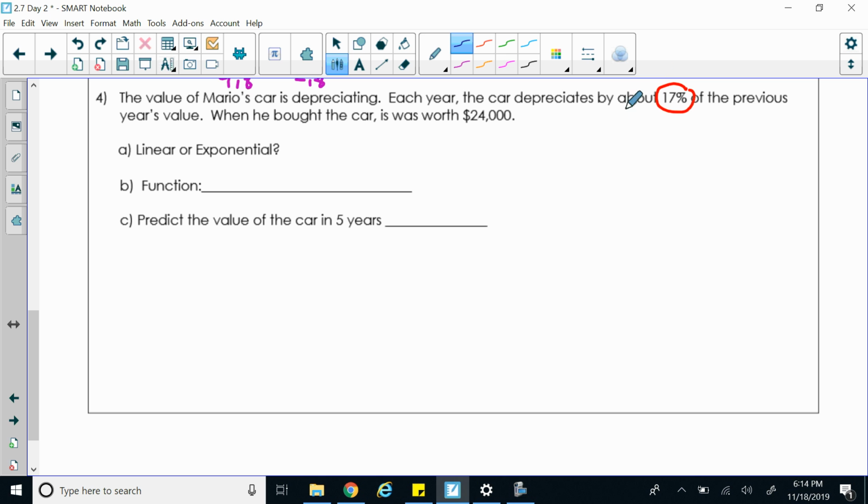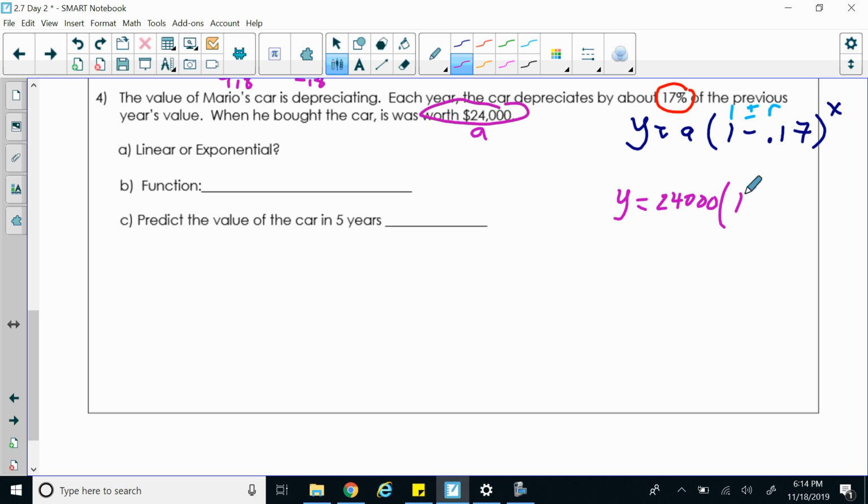Right away, I hear 17%, and I know I'm doing y equals a times 1 minus 0.17 raised to the x power. This is your percent. All right? So it's 1 plus or minus r. That's the exponential one we're going to do. When you bought the car was worth $2,400. That's your a value. So it's going to be y equals 2,400 times 1 minus 0.17 raised to the x power. So we know it's exponential. Our function is right here.